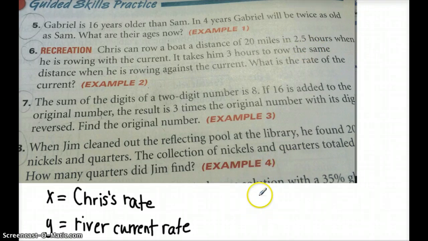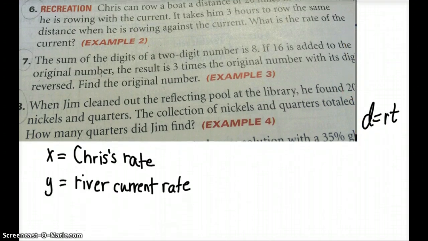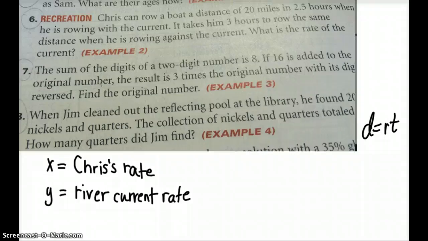So what that says is, you know the equation that distance equals rate times time. So if you wanted the distance that you can travel, you would find the rate that you're traveling and then the time that you travel in. So there's two scenarios here: going with the current and then against the current. So he can travel a distance of 20 miles. His distance for one trip would be 20 miles in 2.5 hours when he is rowing with the current.